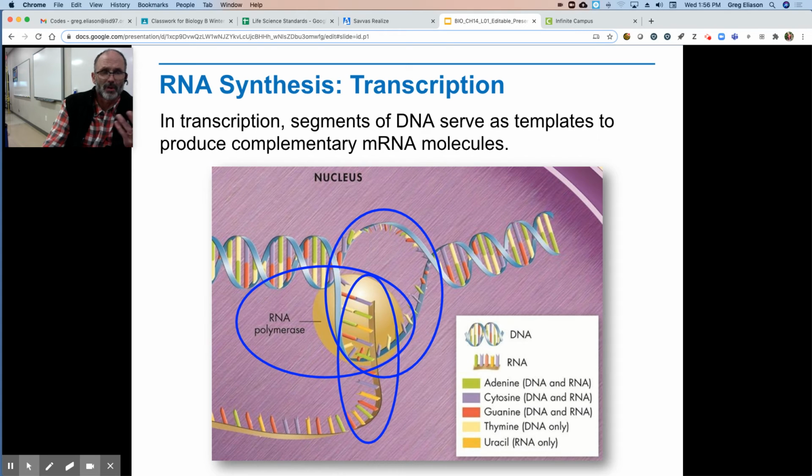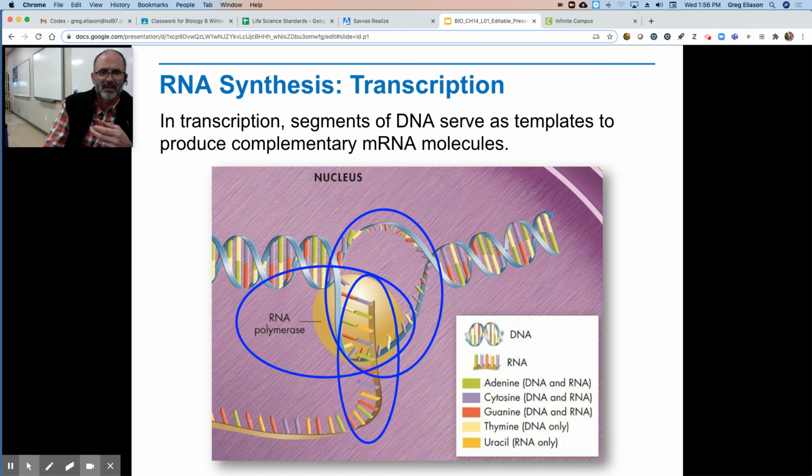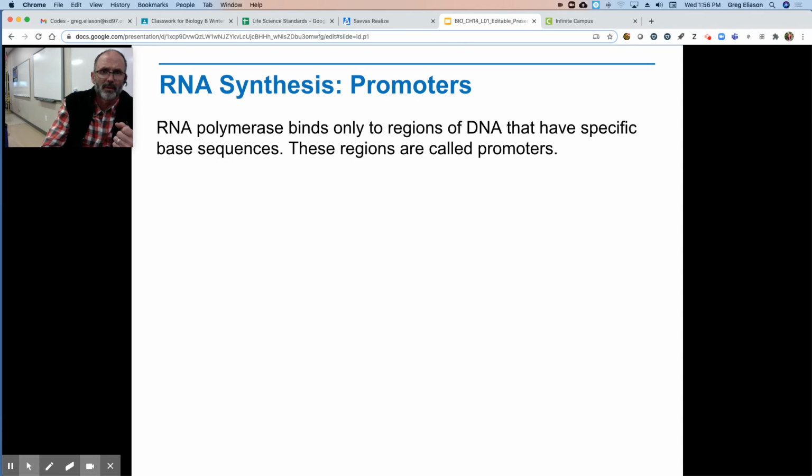It's going to look for a sequence, and the RNA polymerase is going to bind to that site right here, which is what's called the promoter region. Promoter, right? To promote, to move forward. So that's where the DNA is going to be read, at a promoter region.